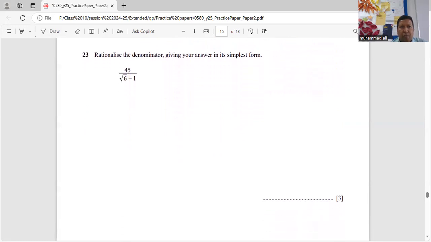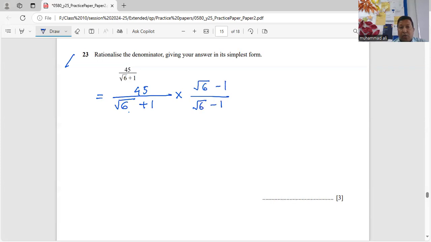Number 23. Rationalize the denominator, giving your answer in its simplest form. If you want to rationalize this, in the denominator we have to remove the square root. How is it possible? Root 6 plus 1 here, and in the numerator 45. We have to multiply by the same term but with the opposite sign, root 6 minus 1, root 6 minus 1.